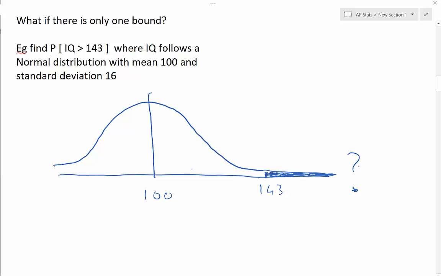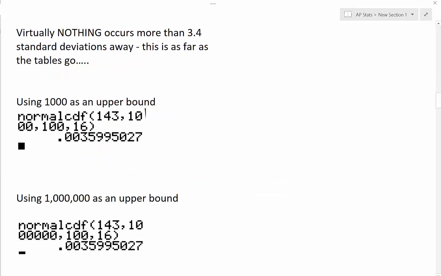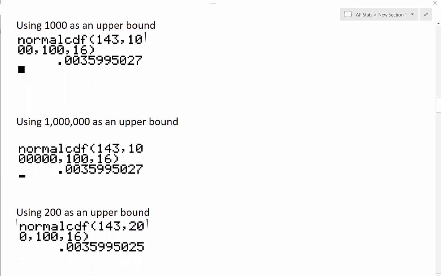Well, technically it's infinity, but do we really need to do that? As you'll note from the normal tables, the tables only go as far as 3.4 standard deviations away from the mean. Virtually nothing occurs beyond there. So we don't need to use infinity. If the standard deviation is 16 and we're based at 100, then pick a rough number using 1,000 as an upper bound. So 143 to 1,000 gives us a probability of 0.003599. Using 1,000,000 also gives us 0.003599.